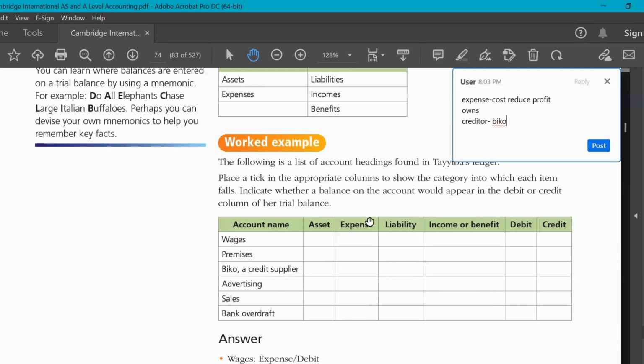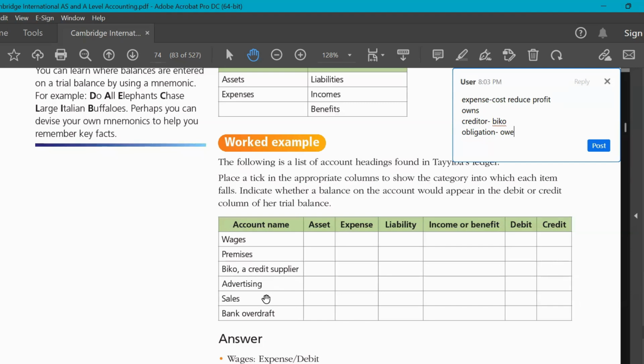Again, BICO, a credit supplier, is a liability, and liabilities always go on the credit side because they represent obligations. I'll give you the clue: if you see the word owe, like you have to pay, like it's a must for you to pay, it means that it's an obligation, it will be your liability. And the credit balance shows what the business must pay in the future. So it is a liability, increasing on the credit side.